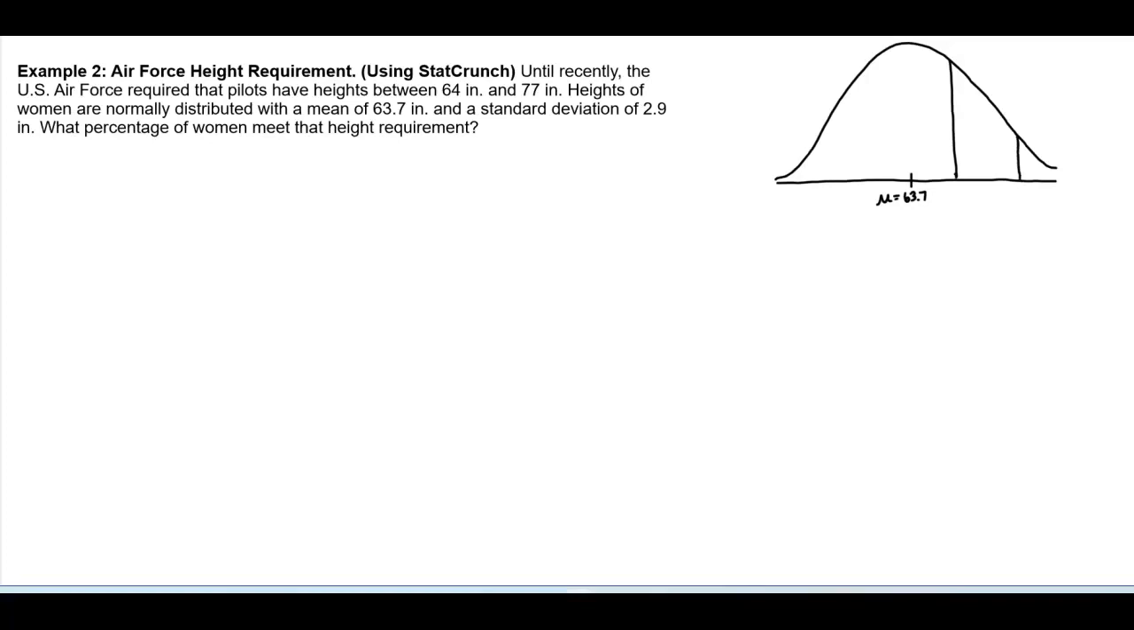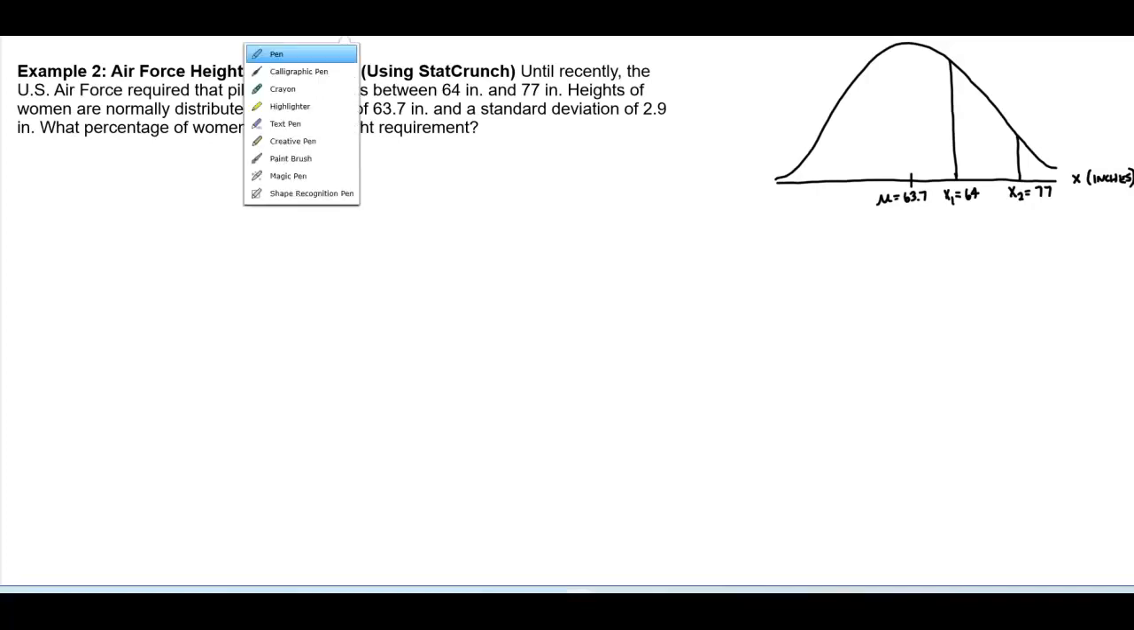So we're going to call the first value of x x1, and that's going to be 64 inches. And then the second value is going to be x2, which is 77 inches. And therefore, this is going to represent the x scale, which is currently in inches. Okay, so we're going to shade the region that we want to find, which is the area in between those. So we want to find that probability.